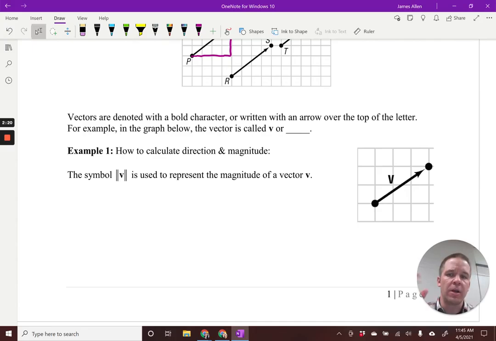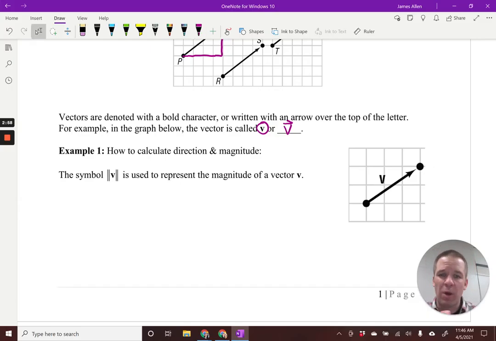Vectors are either denoted with a bold character, see how that v down here is bold, or written with an arrow over the top of the letter. A lot of times it's just a single little arrow. We can calculate the direction and the magnitude using math that we already know. We're bringing back some geometry. The double absolute value bars, sometimes single, sometimes double, since different books use different notations, so be used to seeing either one. That represents our magnitude.